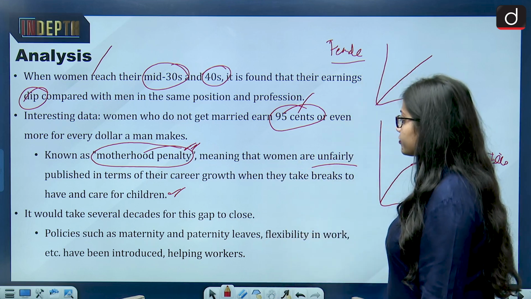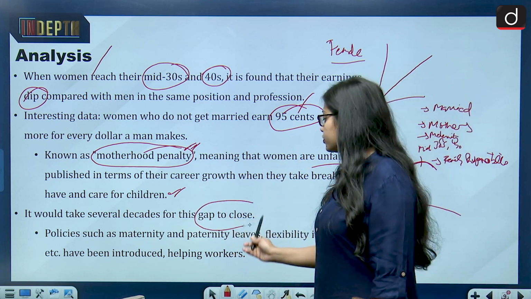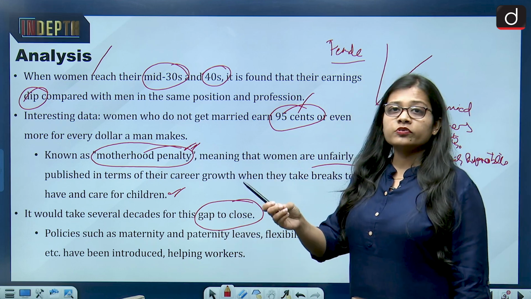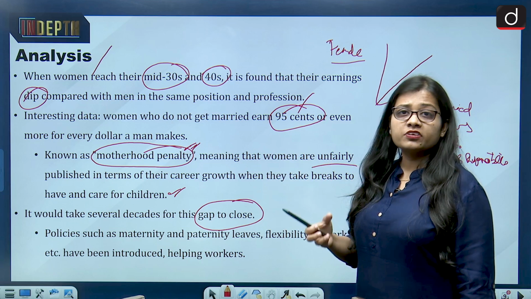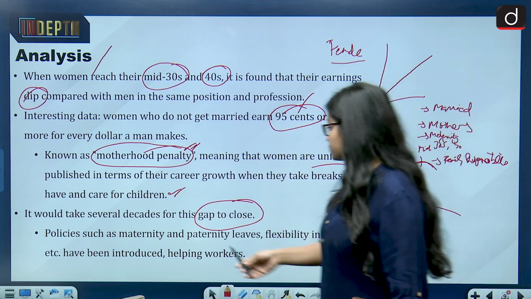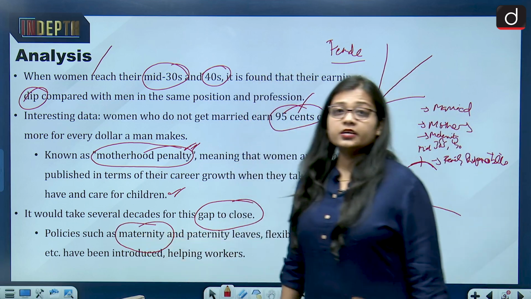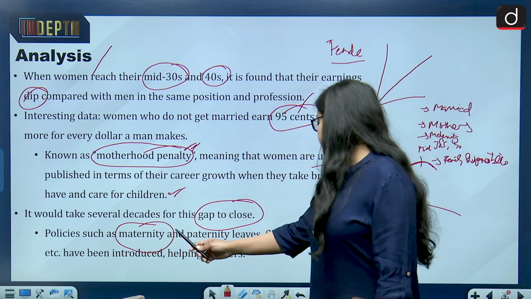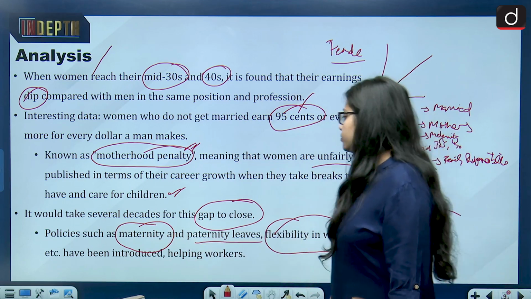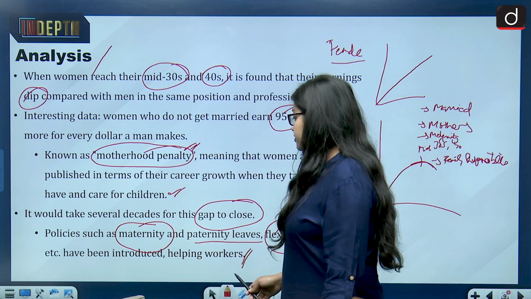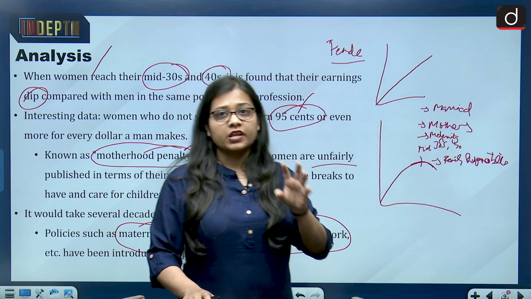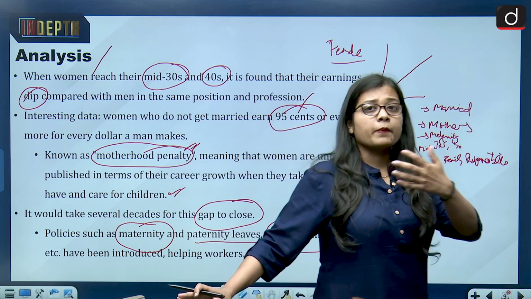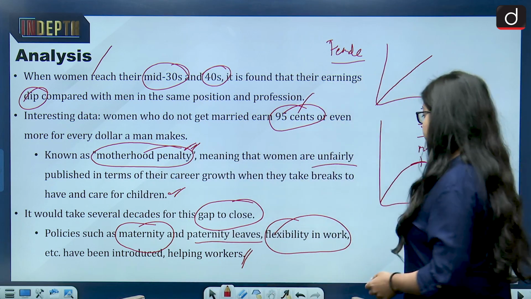Then it would take several decades for this gap to close, because closing it needs social security benefits, like for example maternity leaves or paternity leaves, flexibility in work, or a crèche facility at the workplace, because these things will help women come back to their office as early as possible.